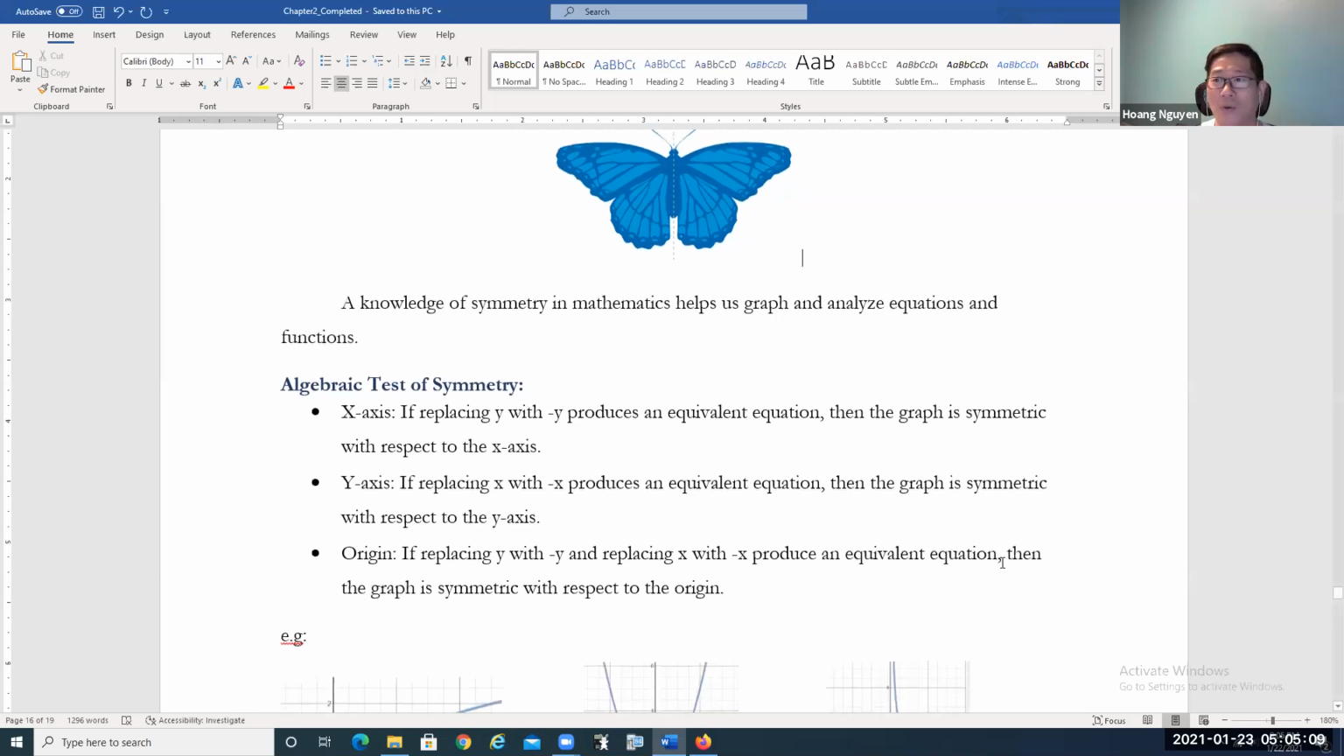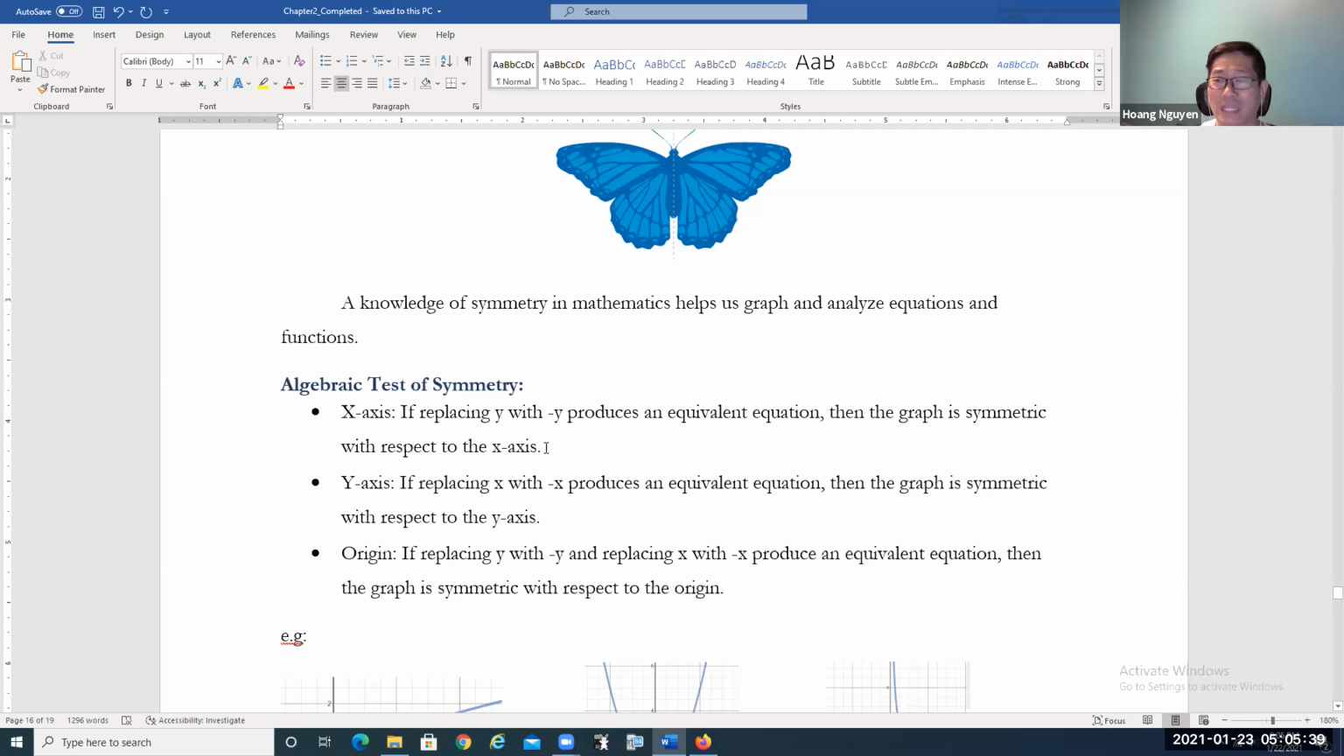There are three different kinds of symmetry that we're going to take a look at. The first is symmetry with respect to the x-axis. The second is symmetry with respect to the y-axis. And the third is symmetry with respect to the origin. So x-axis, y-axis, and the origin. Let's take a look at the first case, everyone: symmetry with respect to the x-axis.